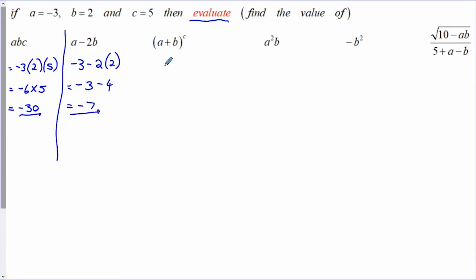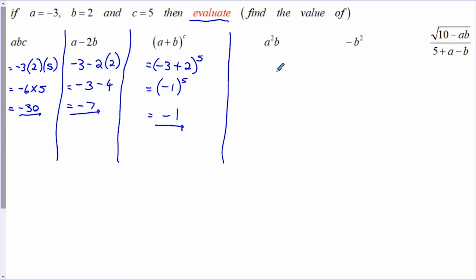A plus B to the C is going to be negative 3 plus 2 to the 5. Now, negative 3 plus 2 is negative 1 to the power of 5. Now, we're going to multiply negative 1 by itself 5 times. Every time you multiply 1 by itself, you still get 1. Remember, every time you multiply negative by negative, you get a positive. But we've got an odd number of negatives here, so we're going to end up with a negative answer, negative 1. If this had been an even power, we would have got a positive 1.